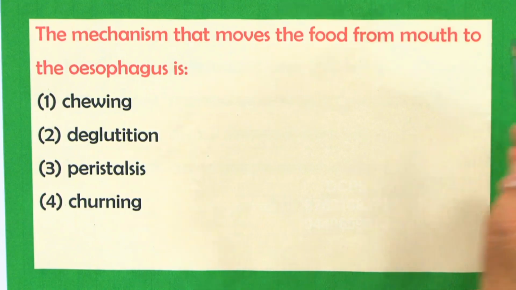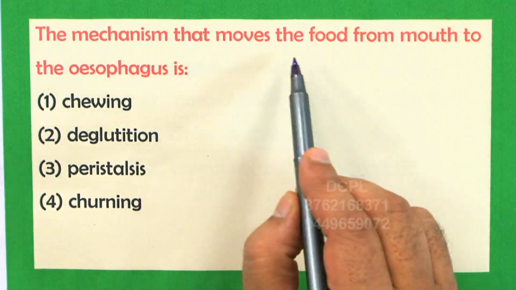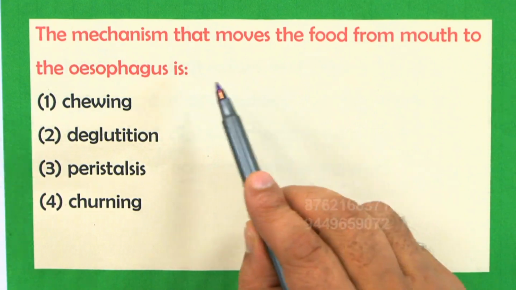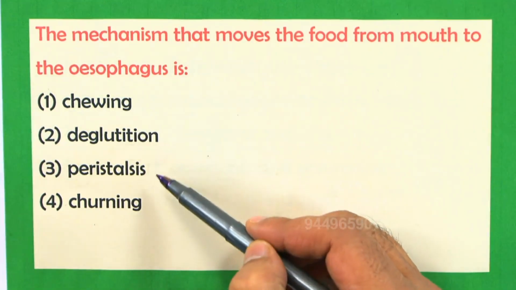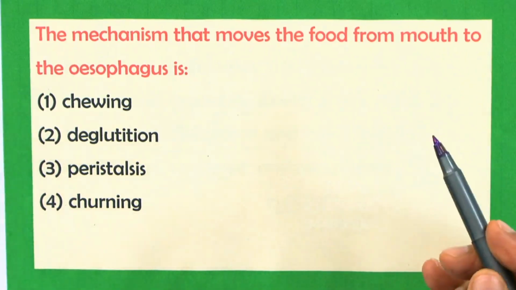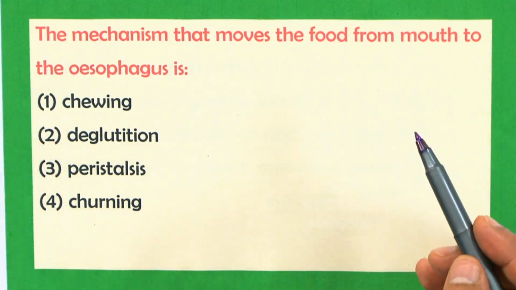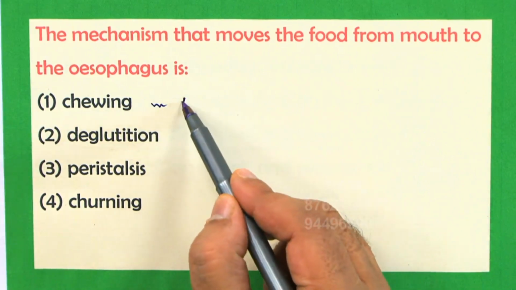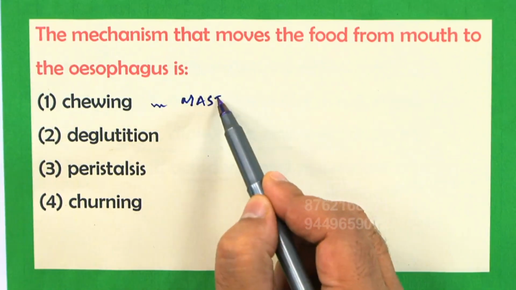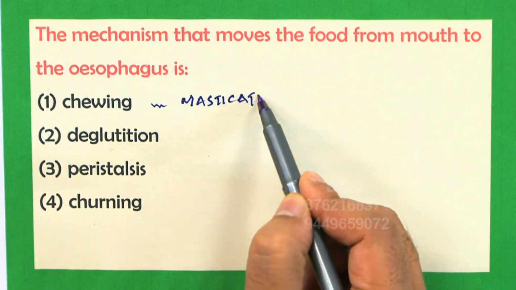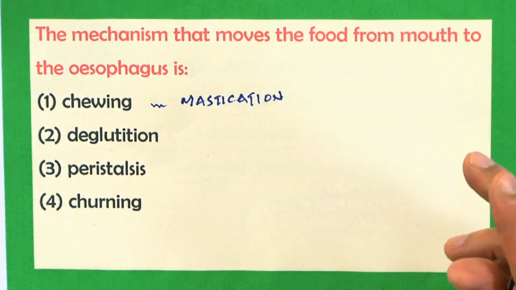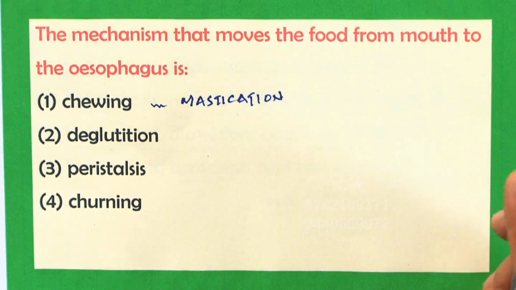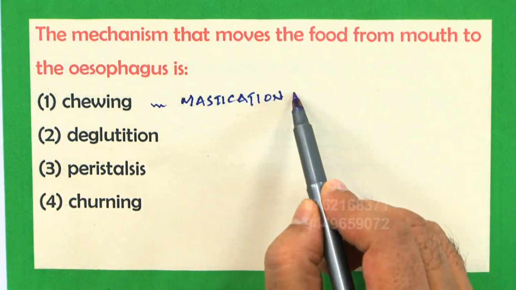The question is, the mechanism that moves the food from mouth to esophagus is: options: chewing, deglutition, peristalsis, churning. Let me come to the first one, chewing. Chewing is also called mastication. I hope all of you know, once the food is taken in, with the help of teeth it is going to be subjected to mastication. So, this is not an answer.